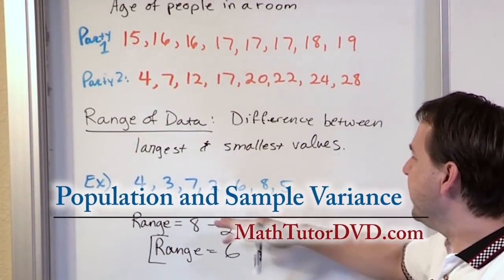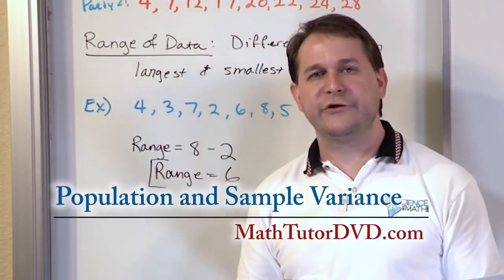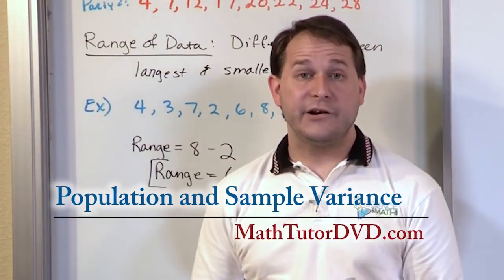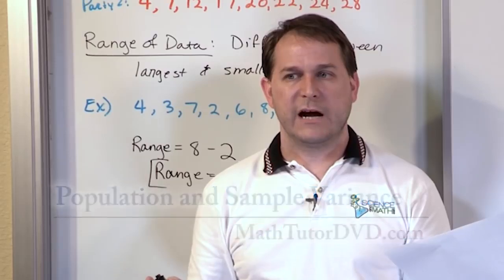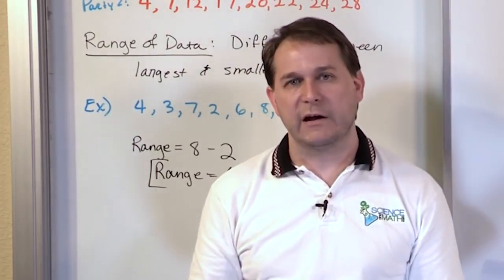So this is the range. This is very easy to calculate. Unfortunately, if I have outliers in my data, it makes the range almost useless. So then we have to go back to our original question. How can we measure how spread apart our data is without being susceptible to the outlier problem, or at least reduce our sensitivity to the outlier problem?